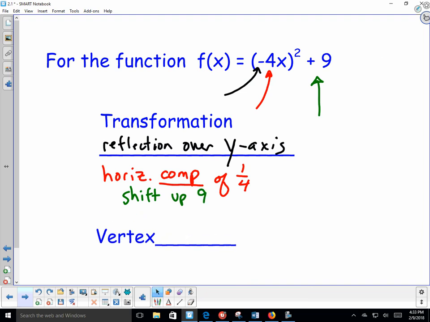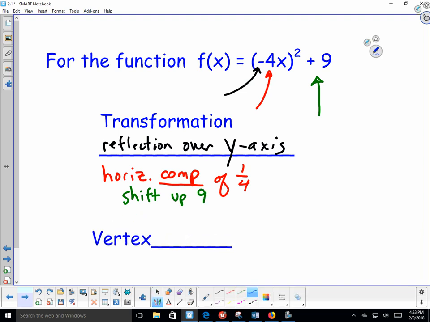So where's the vertex for this? Again, what's going on? Our parent function, let's say, looks like this, but we have a horizontal compression. So that means we're pushing this graph in towards the y-axis. So the new graph is going to look narrower because it's being horizontally squished. And it's been reflected over the y-axis.